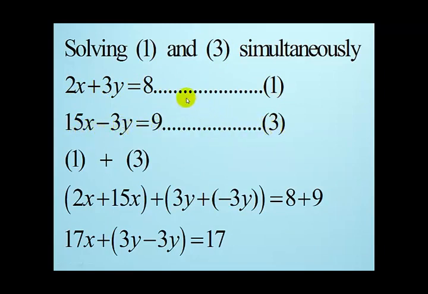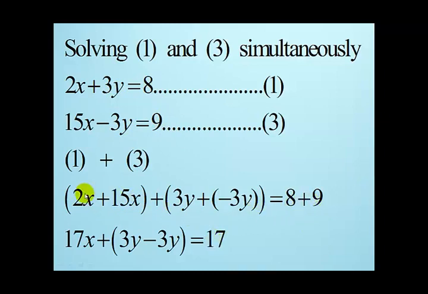Now we are going to add equation 1 and equation 3 because the signs are opposite. So we add the like terms. 2x plus 15x, so we have 2x plus 15x plus 3y plus minus 3y. This is equal to, whatever we do on the left hand side, we do the same thing on the right hand side. That means that on the right hand side, we have to add the constants 8 and 9. So 8 plus 9, and 8 plus 9 is equal to 17.